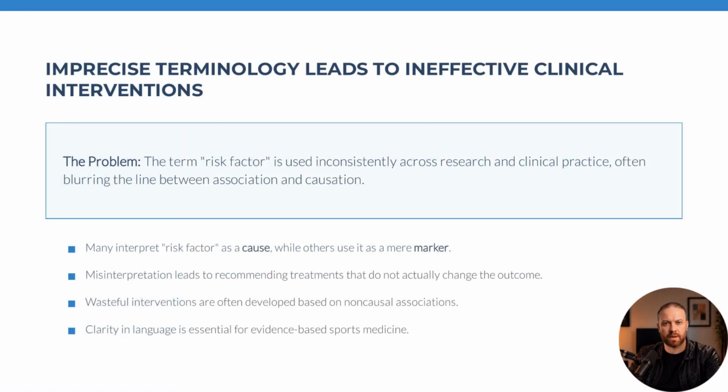One of the biggest problems in sports medicine research is how the term risk factor is used. Sometimes it is treated as a cause. Other times it is just a statistical association. The issue is that when we confuse these two meanings, we may end up recommending interventions that do not actually change the outcome. In other words, we may be acting on the wrong targets.